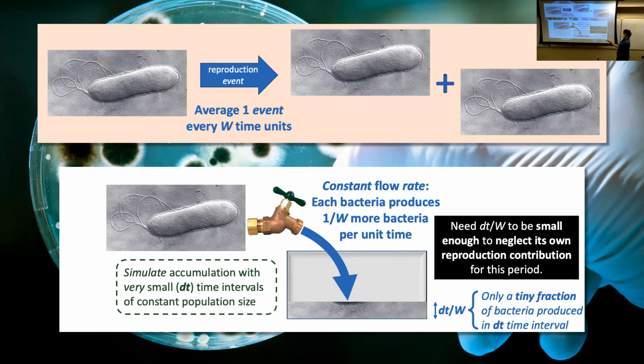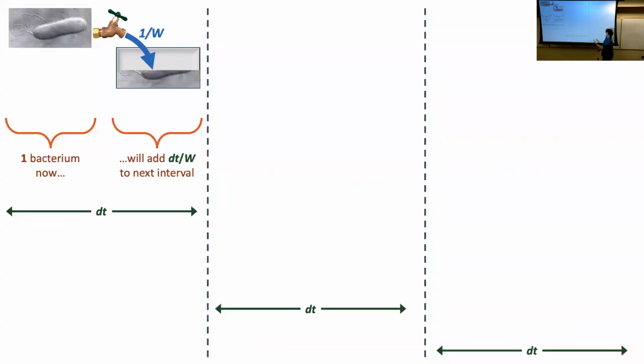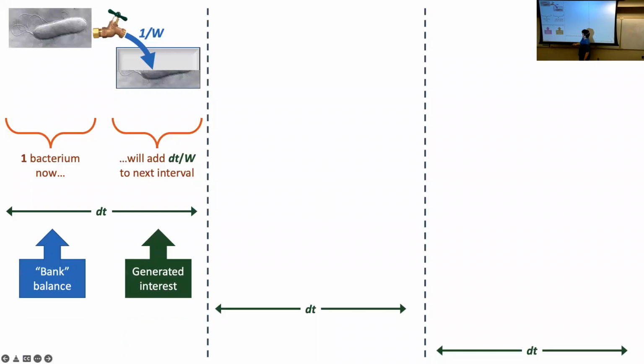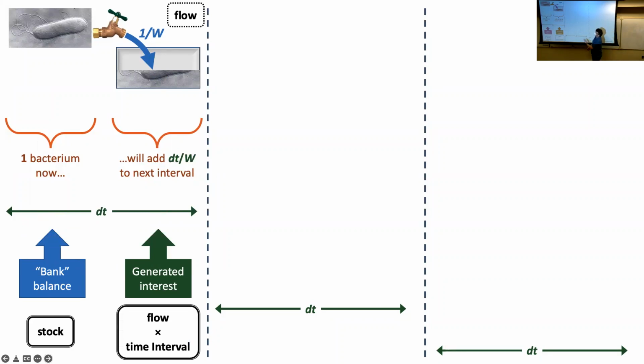And it turns this into kind of a little bank account. And so now we can think of that as that kind of bank account where we've got our initial investment here, which we're going to call a stock. And then we've got this fractional bacteria that's generated in this tiny time unit DT. And that together generates this kind of interest. And we refer to the rate of generation as a flow.